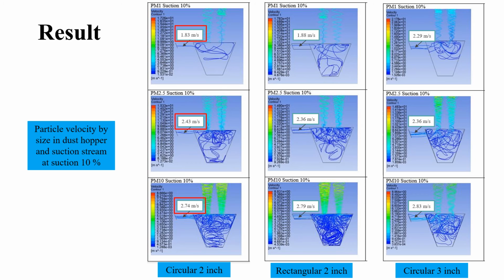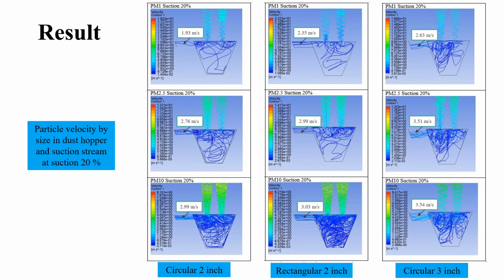For the particle velocity by size in dust hopper and suction stream at suction 10%, we observe that the higher the particle size, the higher the velocity at suction stream. We also observe that the particle escape from suction stream is the highest for retrofit with circular 3-inch. While as the suction percentage increases, the velocity of gas at suction stream also increases, with higher particles trapped in dust hopper and higher particles escape from suction stream as well.